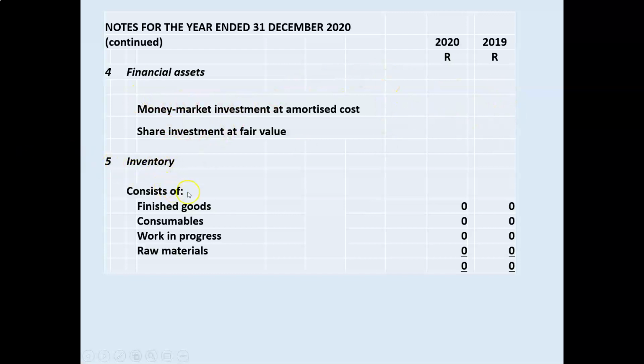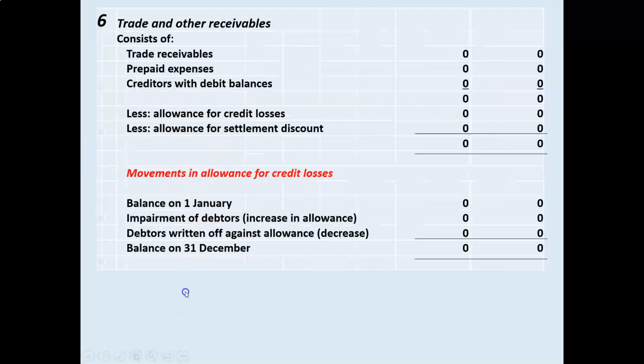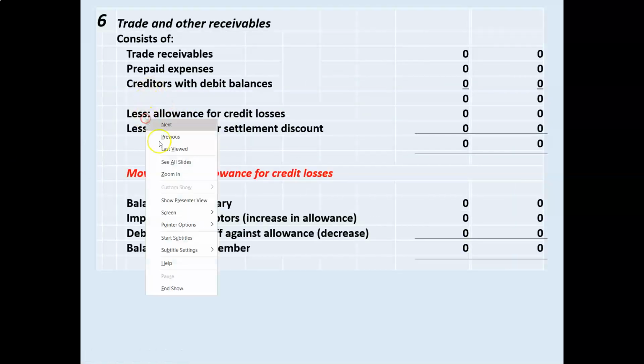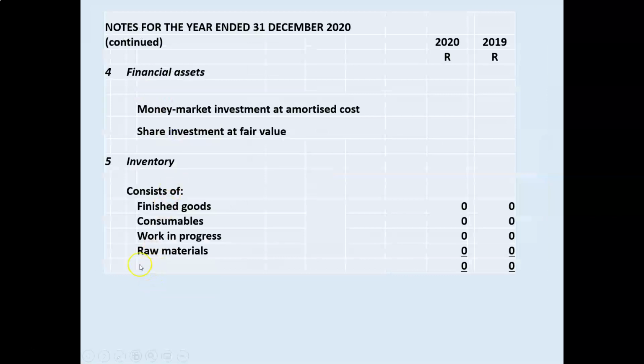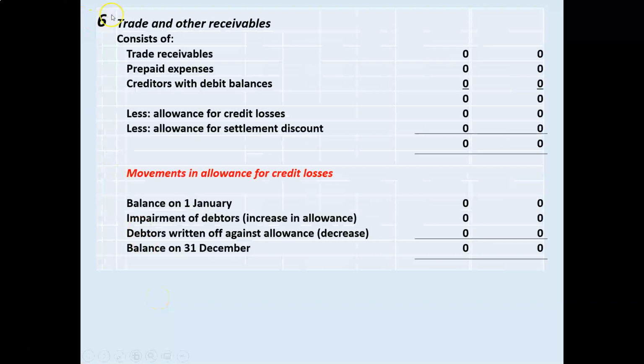Inventory consists of finished goods, consumables, work in progress, and raw materials. What was actually omitted here is if there was a net realizable value adjustment, you have to mention that, and you have to mention in your profit before tax note, you actually put in the amount.